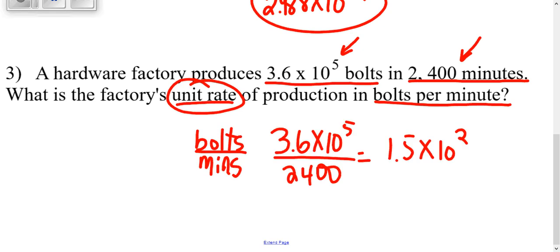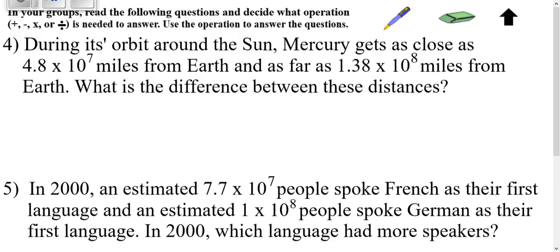So if you said division, you are correct. You get nothing. All right, so it's unit rate. Unit rate is division. So if you have 3.6 times 10 to the fifth bolts in that many minutes, this is how many they make per minute. That's the unit rate. When you divide, you get the unit rate. Again, use your calculator, and that's about it.